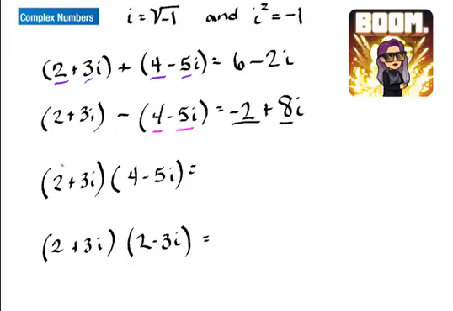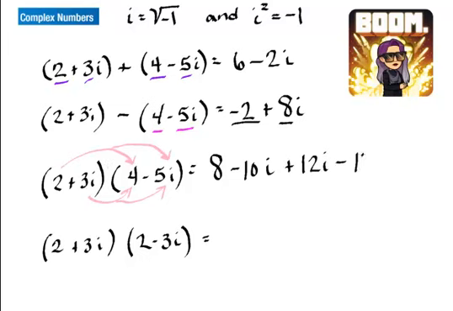So let's try to multiply. I'm going to just do exactly as I normally would. Everything is going to just come out just very sweet. 2 times 4 is 8. 2 times minus 5, that's minus 10i. 3i times 4, that's plus 12i. And then 3i times a minus 5i would be minus 15i squared.